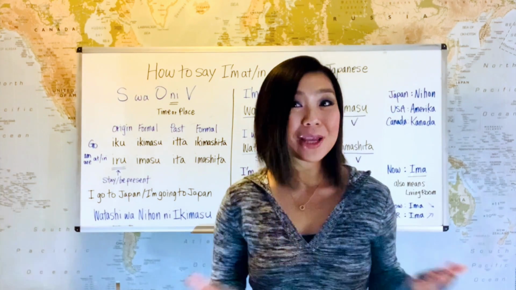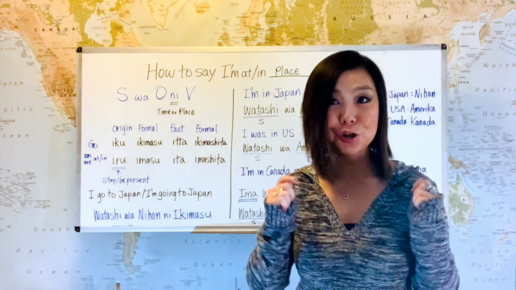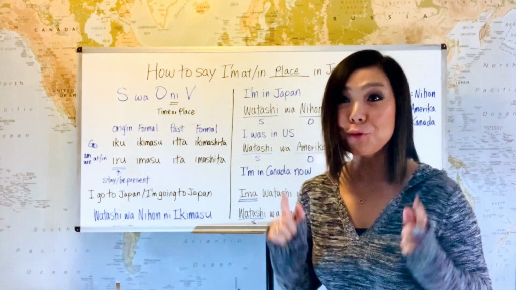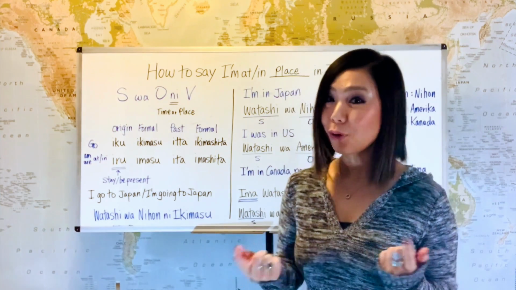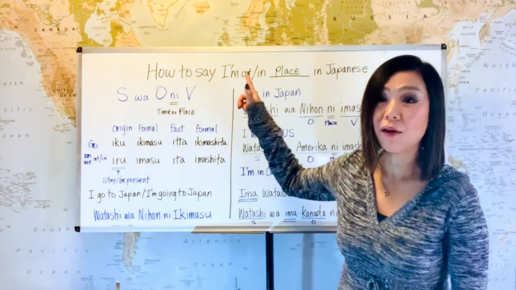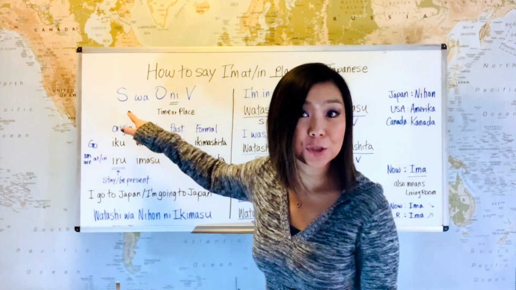So I want to do a quick lesson before I fly to Vancouver. So on our last lesson, we have learned the grammar. Oh my gosh, our first grammar lesson that was, right? And we learned the formula. So what was the formula? That was S wa O ni V. S is subject. Wa, that's a particle. I call it bridge word, right?